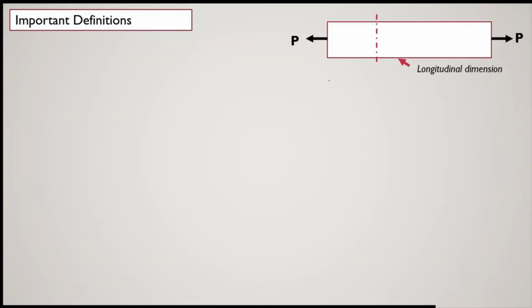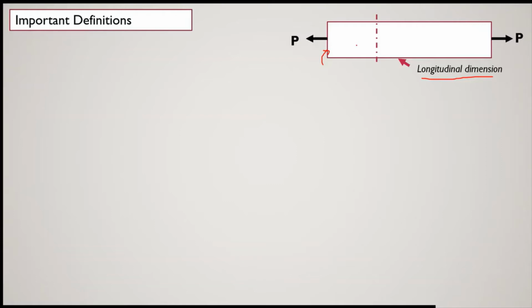Will it fail or will it not fail? So if you see here, this one is the longer dimension, that is the longitudinal dimension. Whenever there is a rectangular or a cylindrical body, one is the longitudinal dimension and the other, if you see here, is the lateral dimension.